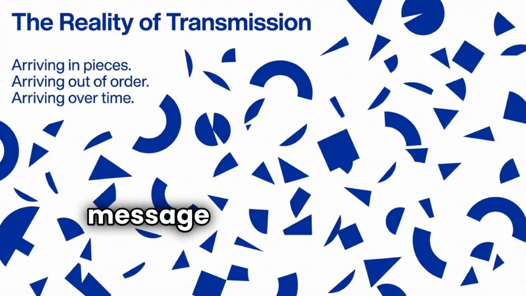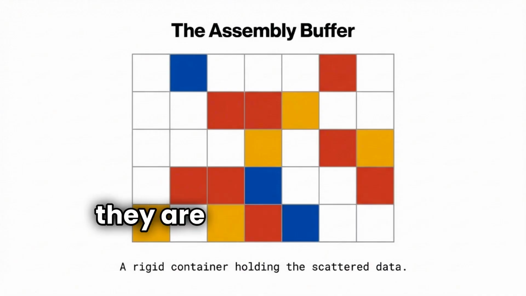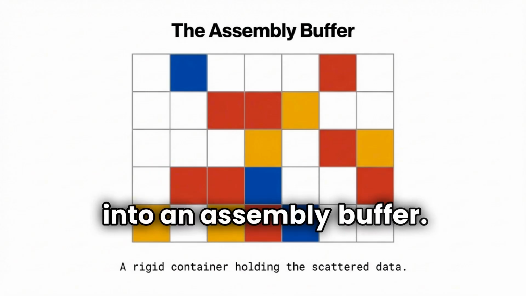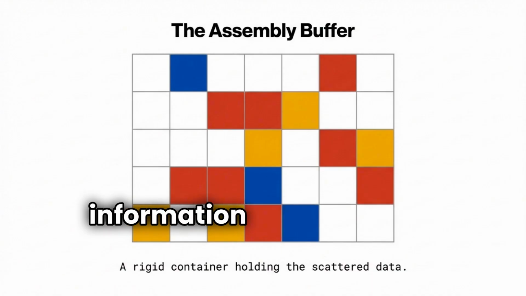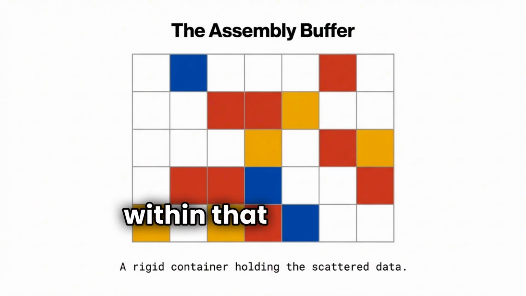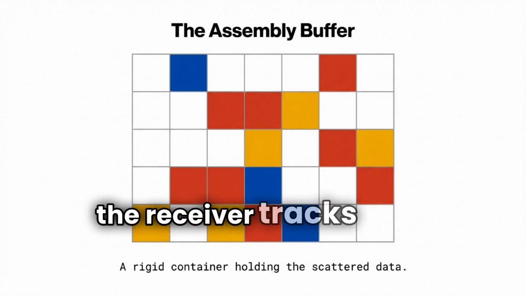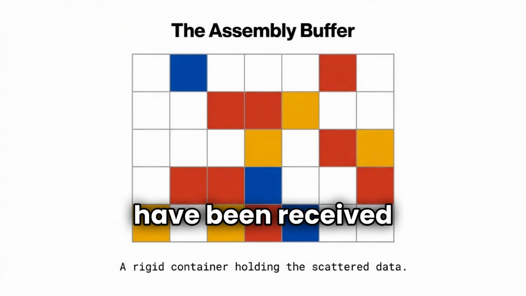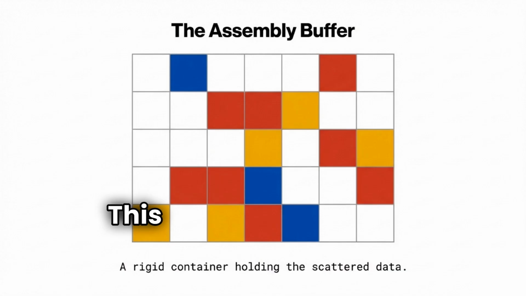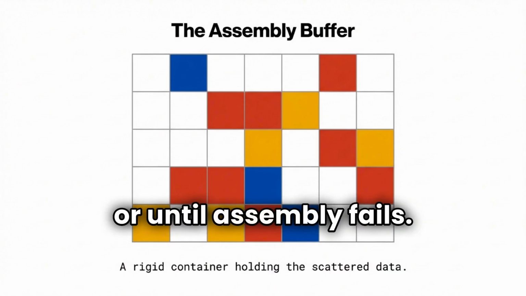Now let's look at how message assembly works. When fragments arrive at a receiving endpoint, they are not immediately delivered upward. Instead, they are placed into an assembly buffer. Each fragment carries information that identifies which message it belongs to and where it fits within that message. This allows the receiver to group related fragments together. As fragments arrive, the receiver tracks which parts of the message have been received and which are still missing. This tracking continues until the message is complete or until assembly fails.